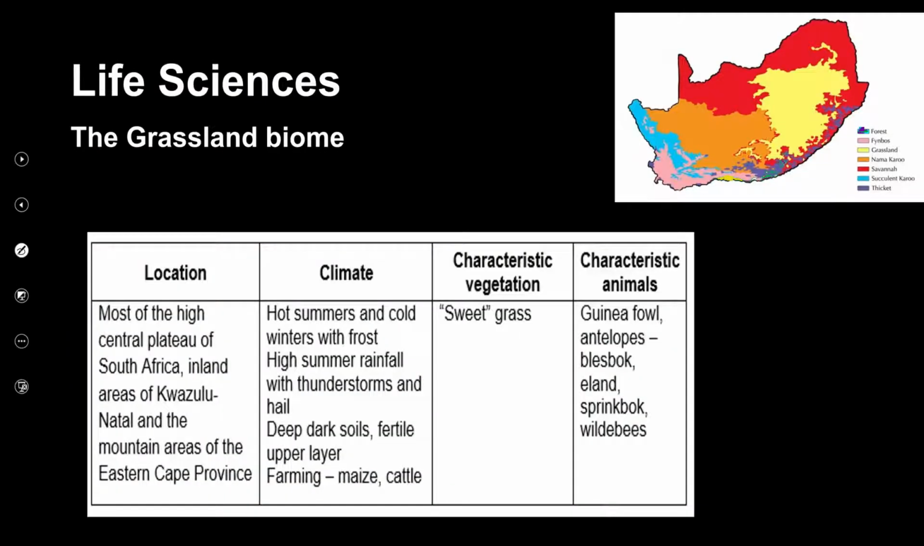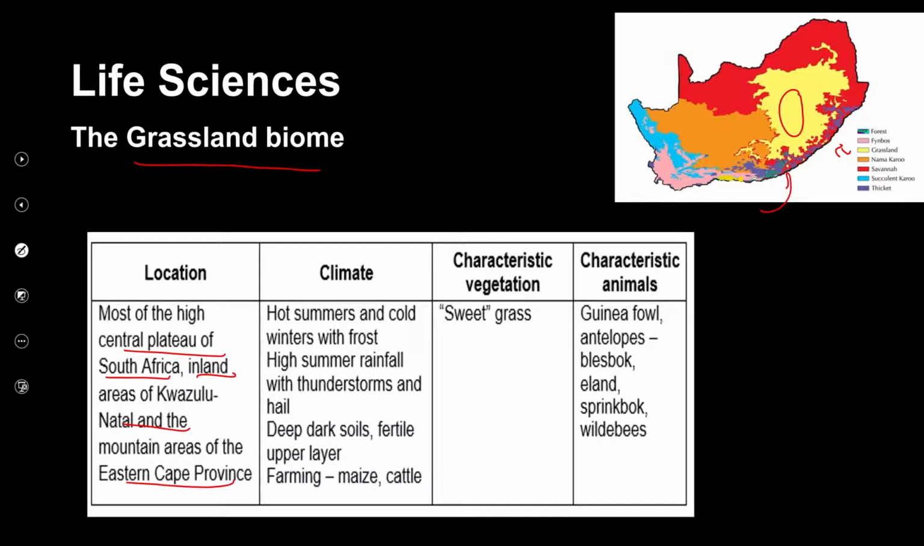Right, so the next biome is the Grassland Biome, and if we go back to our chart, the Grassland Biome is typically seen in areas that are colored in yellow. Most of these are in the central plateaus of South Africa, the inland areas of KwaZulu-Natal, as well as the mountain areas along the Eastern Cape Province. So you'll see them around that area there.